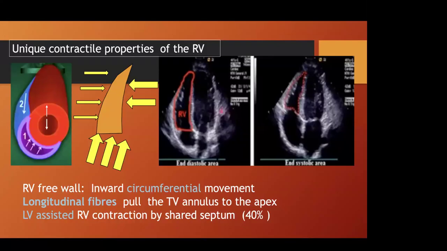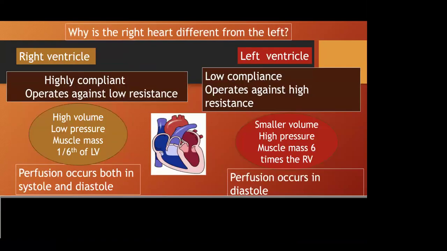So how does it differ? As I explained earlier, it is very highly compliant. It works against low resistance, that is, the pulmonary vascular resistance is low. So it can accommodate high volume and it is a low pressure chamber. The muscle mass is also very less. You know, the LV is very thick, has thick muscles.